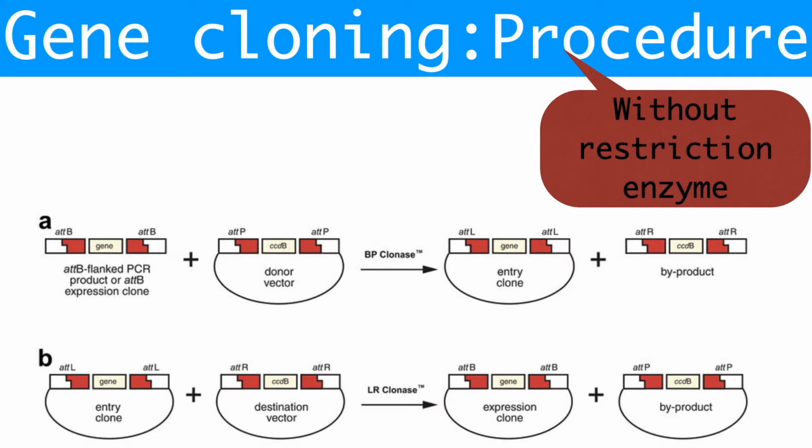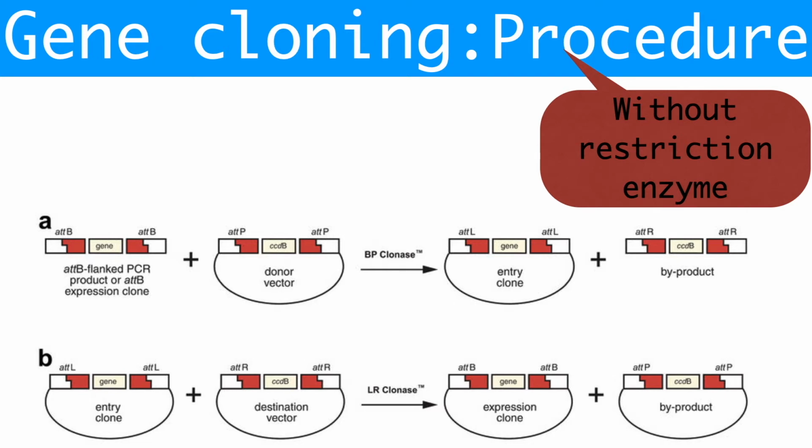Because of the easy way of doing cloning, nowadays the cloning procedure without restriction enzyme is becoming more popular, and I am giving you an example of Gibson assembly cloning, which doesn't require any restriction enzyme for cloning purposes. And this cloning procedure works in different phases. One is the BP reaction and another one is the LR reaction.